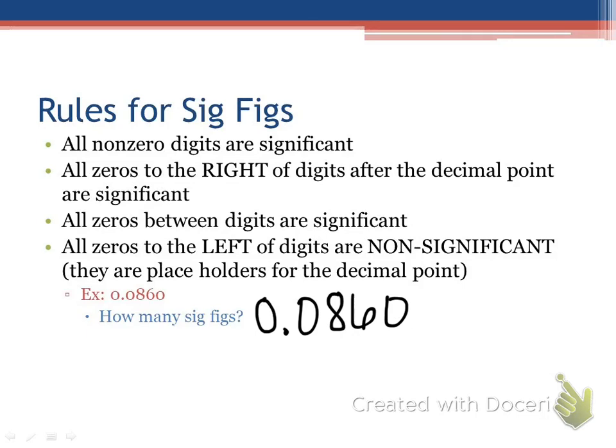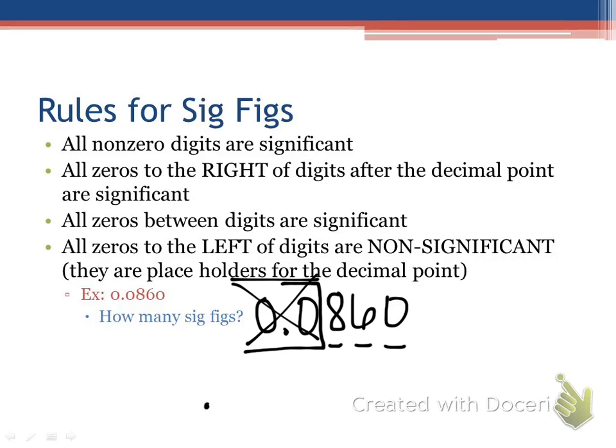Okay, so in this example, how many sig figs do we think we have? 4. How many of you think 4? How many of you think 3? How many of you think 2? 3. 1, 2, 3. Okay, and this is why these zeros are to the left of digits before they start. So they're non-significant. How do you write that as a measurement?